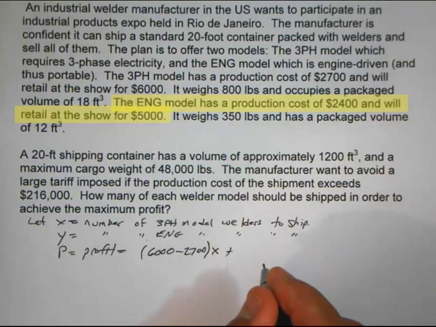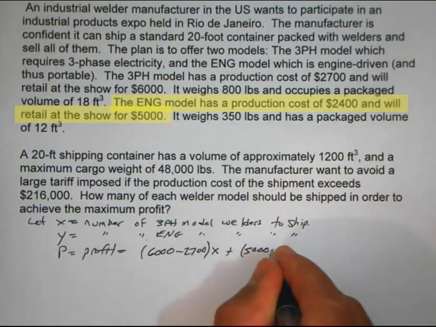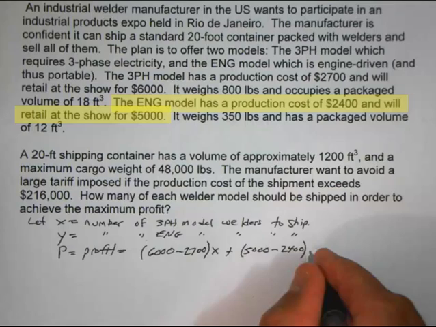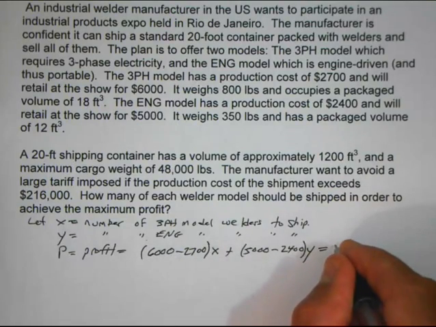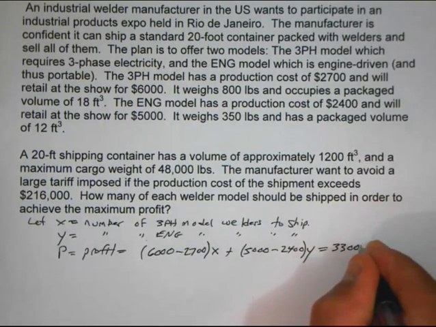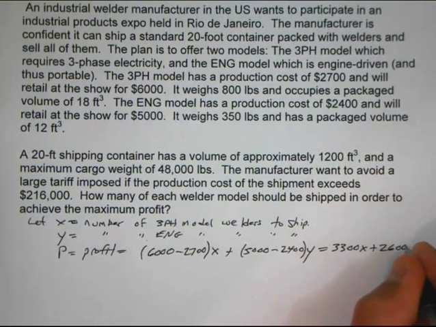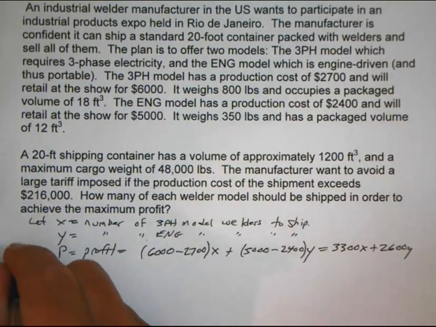It says those cost $2,400 to produce. They're retailing for $5,000. So we'd have here 5,000 minus the production cost, $2,400. That's for one of them, times y to get the total profit from all the ENG type welders. And then I suppose we could just do a little arithmetic to simplify this. P equals 3,300x plus 2,600y. And again, we seek to maximize this.